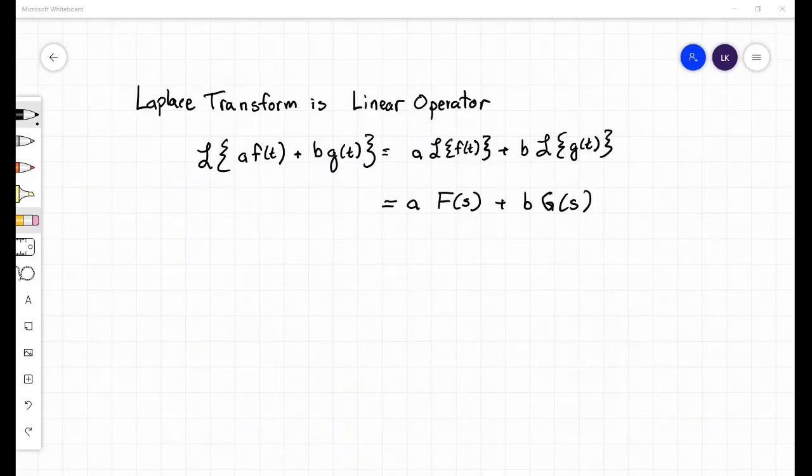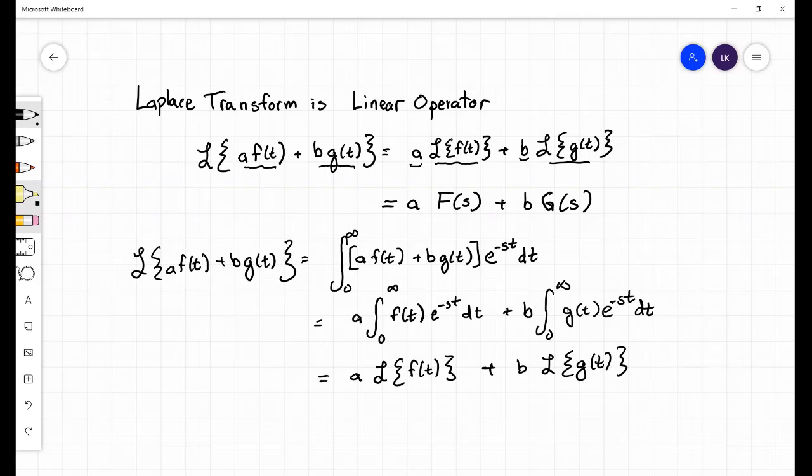An important property of the Laplace transform is that it's a linear operator. So if you have a bunch of functions that you're multiplying by numbers a and b and adding, say, the Laplace transform of a bunch of terms, you can just find the Laplace transform of each of the terms and take out the scalars. So it's a linear operator. And it's not hard to see why that would be, since a Laplace transform is an integral and integrals are linear operators.